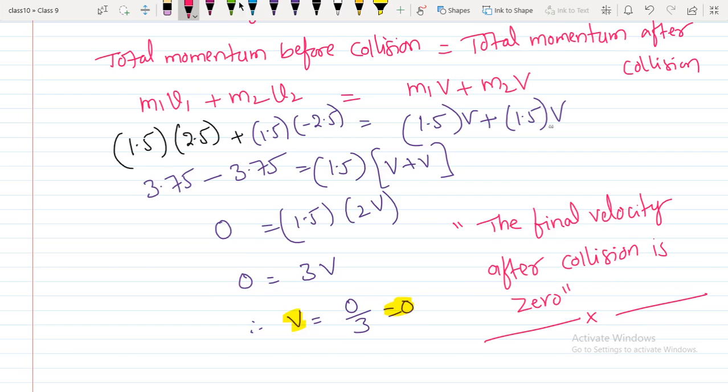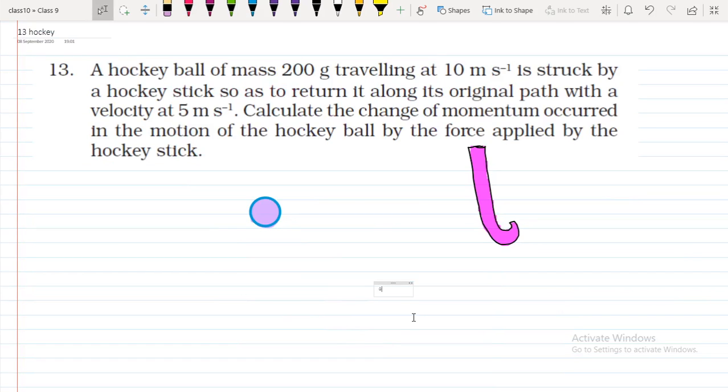Let's see one more problem. A hockey ball of mass 200 grams traveling at 10 meter per second is struck by a hockey stick so as to return it along its original path with a velocity of 5 meter per second. Calculate the change in momentum occurred in the motion of the hockey ball by the force applied by the hockey stick.